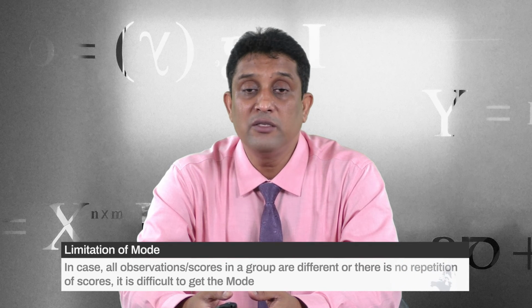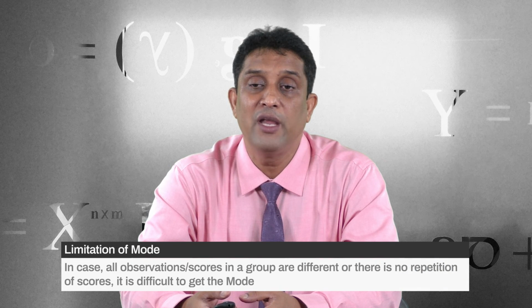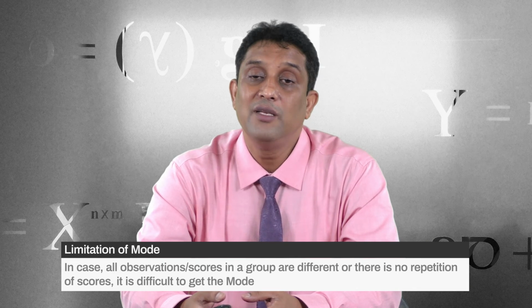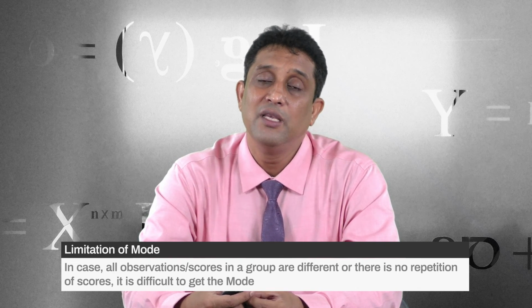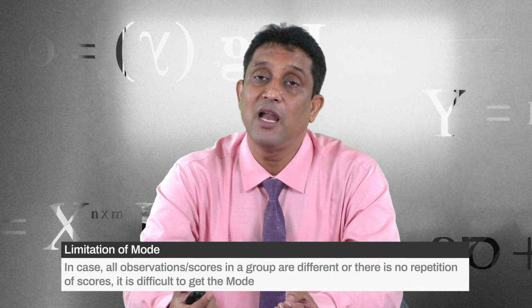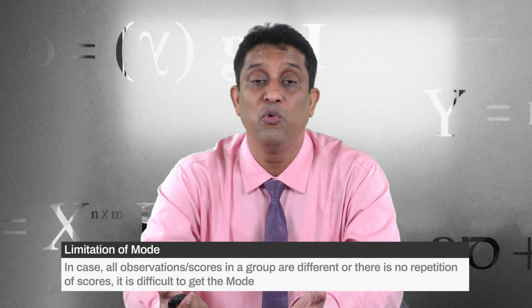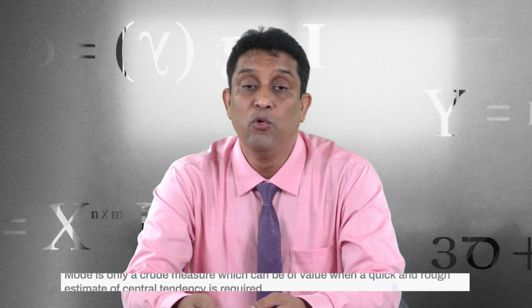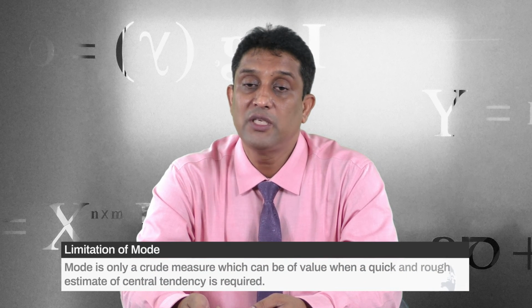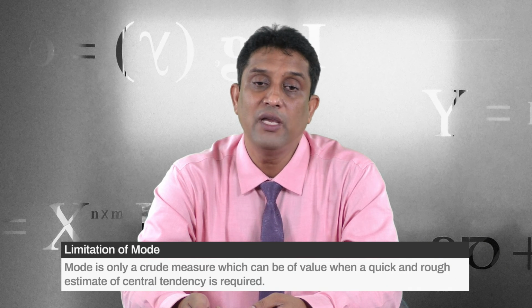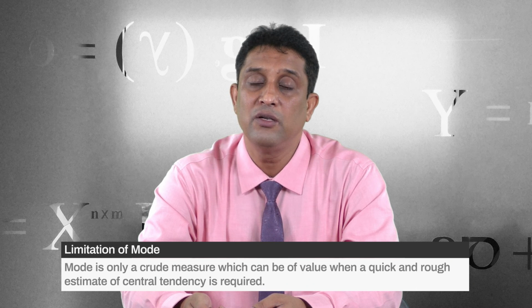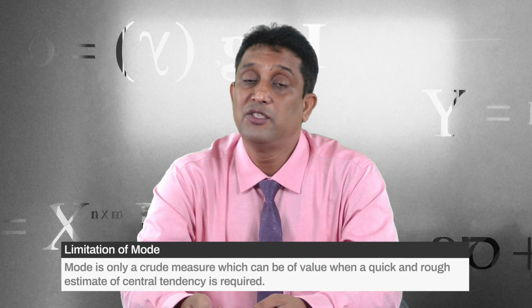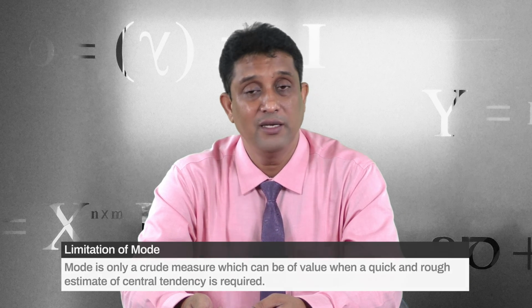Further, in case all observations or scores in a group are different, or there is no repetition of scores, it is difficult to get the mode. It means if the frequency of every score is the same, which one is the mode? It is very difficult to find out. Mode is only a crude measure which can be of value when a quick and rough estimate of central tendency is required. If you want to measure quickly, you can use the mode. Otherwise, it is not the exact or true measure of central tendency.